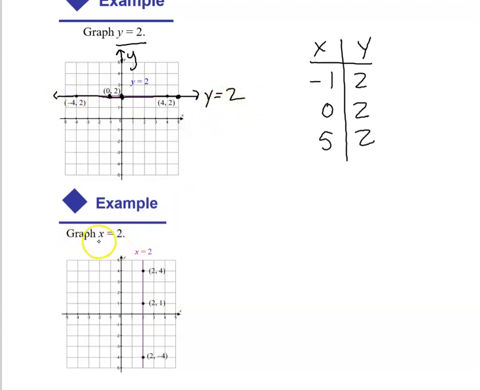This one's the opposite. It's saying graph x equals 2. So if I go to x equals 2, which is right here, I want to draw a line straight through it. If we look at our table on this one, x is 2 every single time.